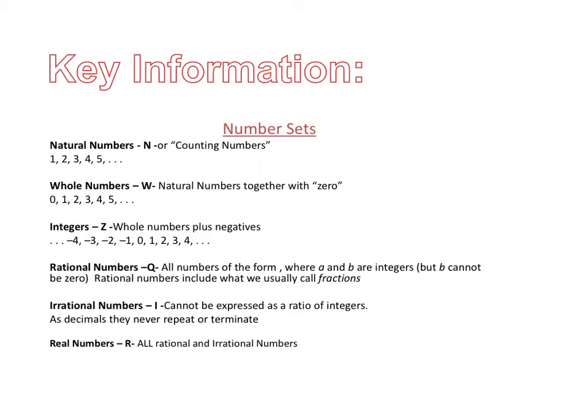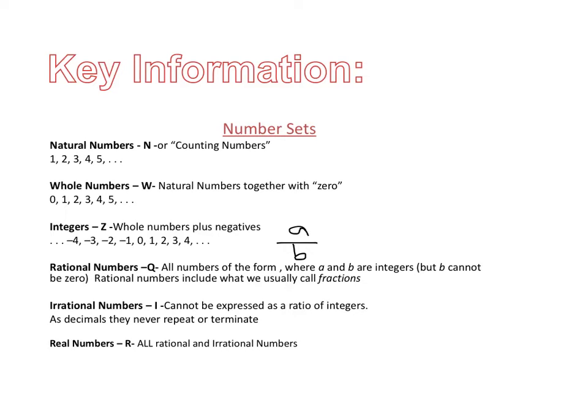Rational numbers are all numbers of the form a over b, where a and b are integers, but b cannot be 0. Remember, we can't divide by 0. That's why b can't be 0. Basically, these are fractions. So you can have 1 over 2, 2 over 1, 1 over 3, 7 over 5. All those are rational numbers. They can be represented by two integers put into a fraction.